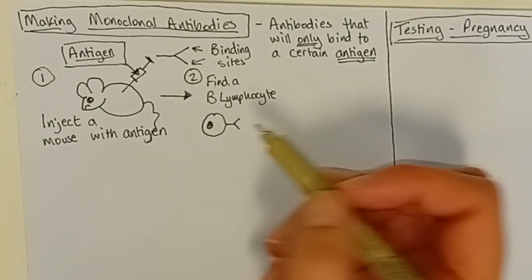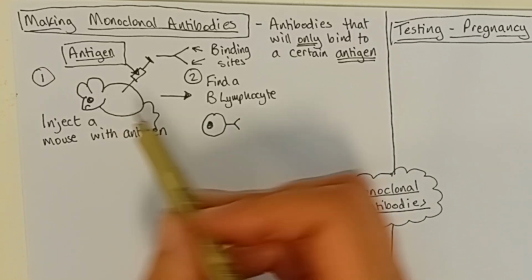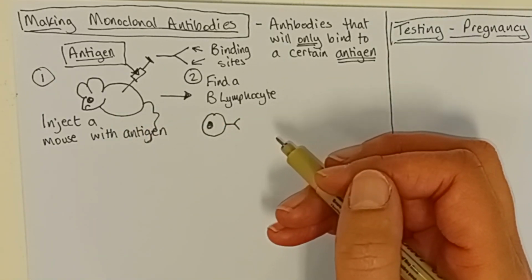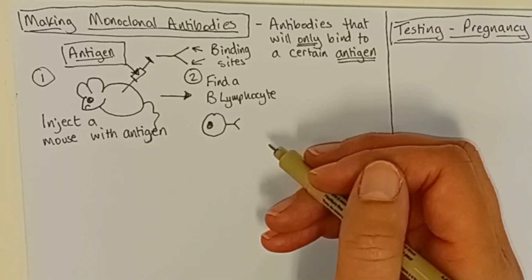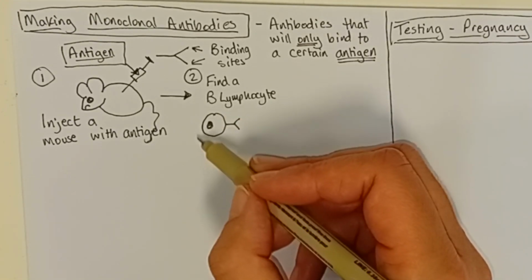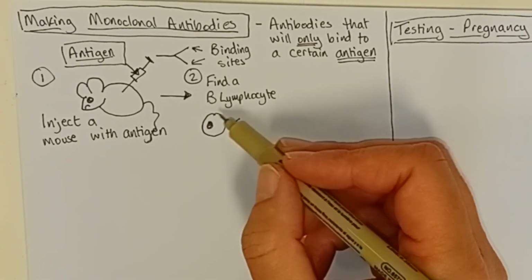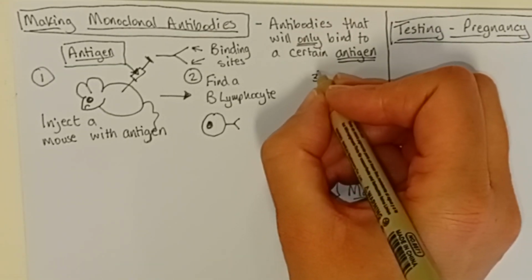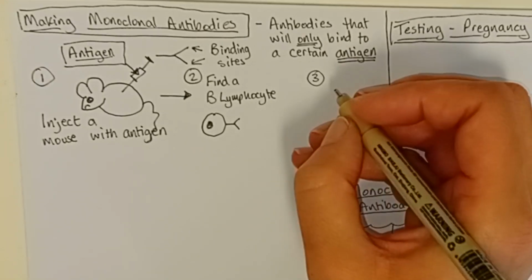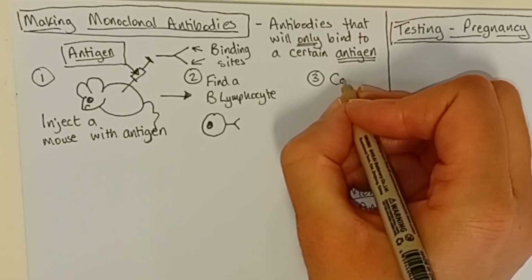The problem with B lymphocytes is that although the mouse will make quite a few for itself, it's not going to make enough to test the population of Britain. All right. So we need to be able to clone this cell, make millions, billions, trillions of them. And to do that, we actually join it with a cancer cell. So we get a cancer cell.